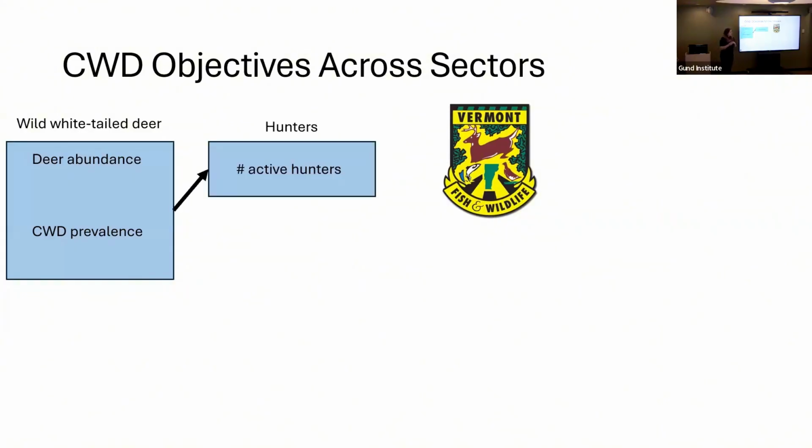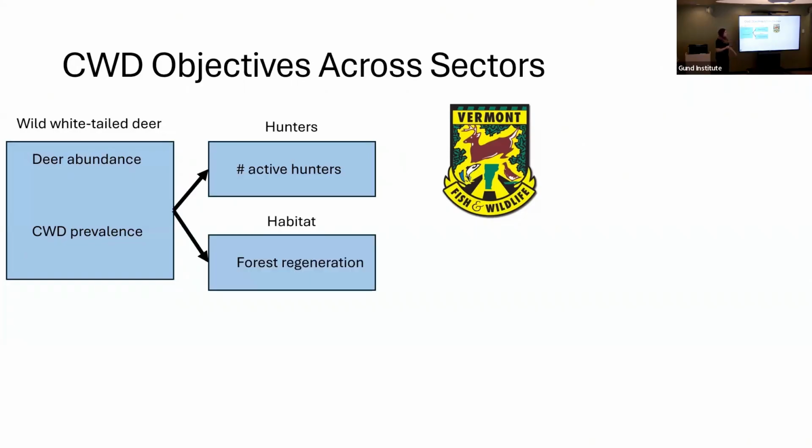So here's where agency mission comes in. Vermont Fish and Wildlife Department is not there just for the wildlife. They're also supposed to provide recreational opportunities for Vermonters. And so there's concern that as the deer population changes and as chronic wasting disease arrives, it may impact the number of hunters that we have. So that's something that they valued. They wanted to keep that number fairly high.